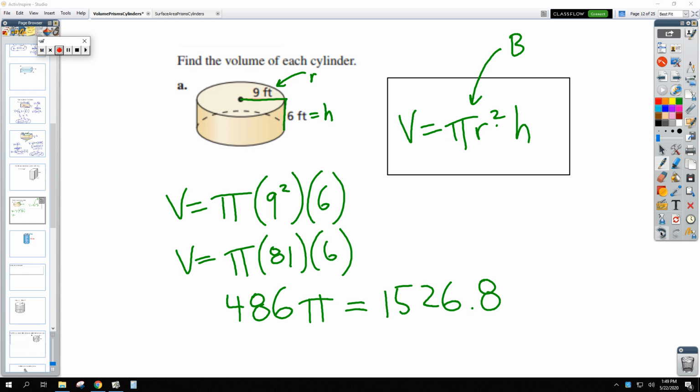Again, this is volume, so how are you going to label this? This is cubic feet in this case. All right? Very straightforward. Again, to get the most accurate answer possible, use the pi symbol in your calculator, okay? Let's try another one.